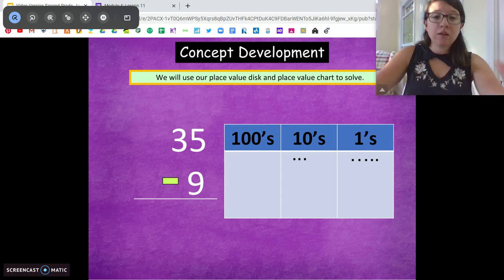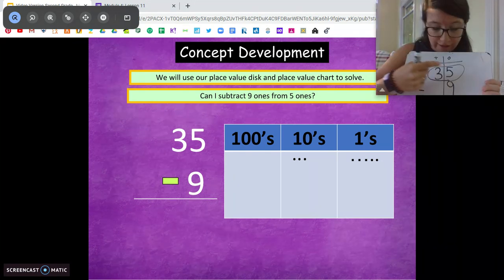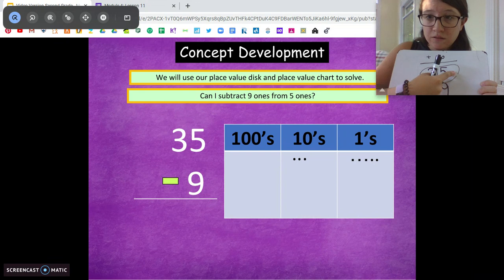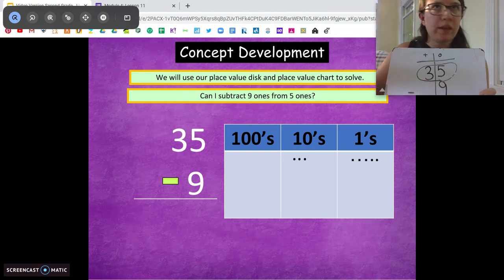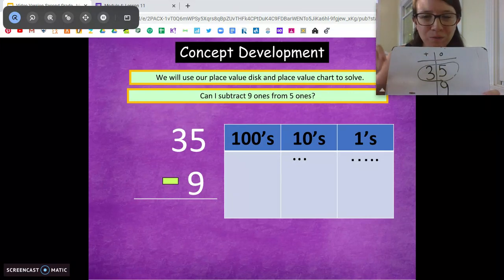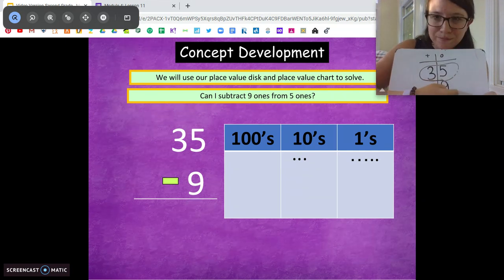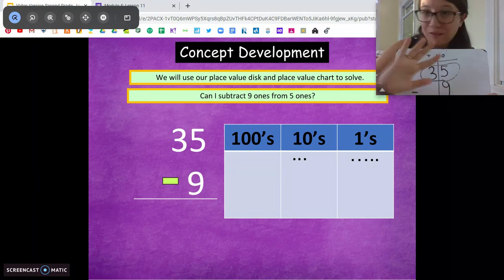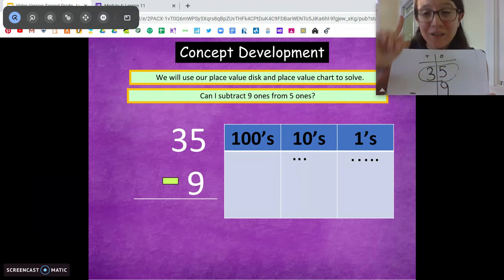Okay? Now, in our ones place, if we look here, we have 5 and 9. Can we take 9 away from 5? Do we have enough to take 9 away from 5 without going into the negatives? We don't, right? We can't take 9 away from 5. There's just not enough. 9 is bigger than 5. We can't switch these around. We're not allowed to do that. That's not a thing. Can't do that. So can we take 9 away from 5? No. So here's the trick.